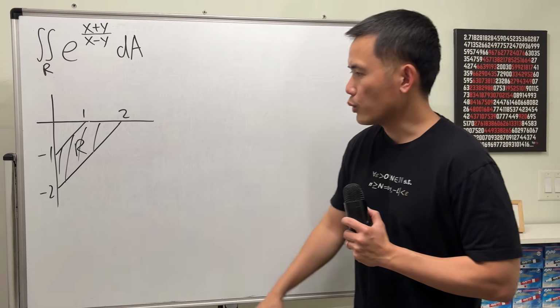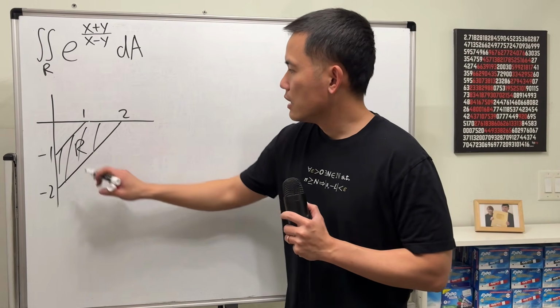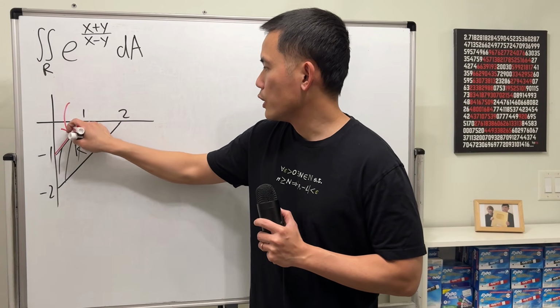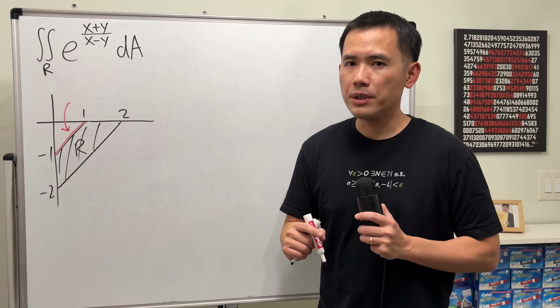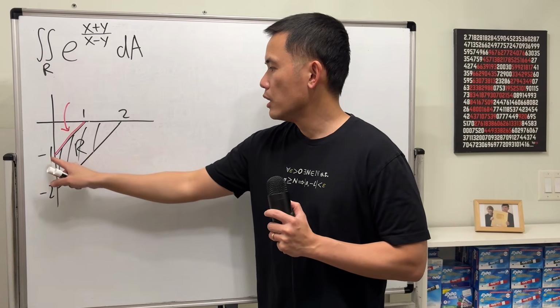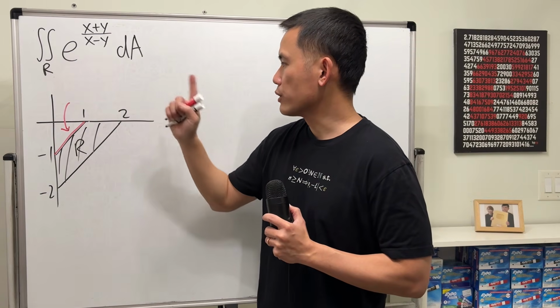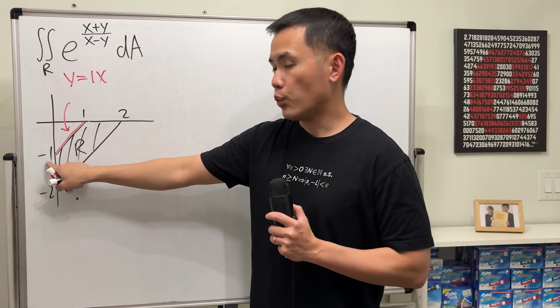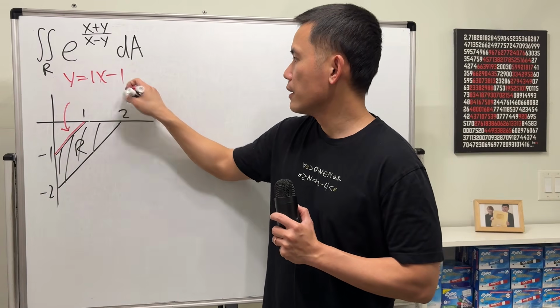First, we should figure out the equations of all these sides. Let's do this one right here first. It's just a line segment. So the equation is y equals mx plus b. M is the slope. We go up 1, go to the right 1, so the slope is 1. So y equals 1x. And b is the y-intercept, which is negative 1.